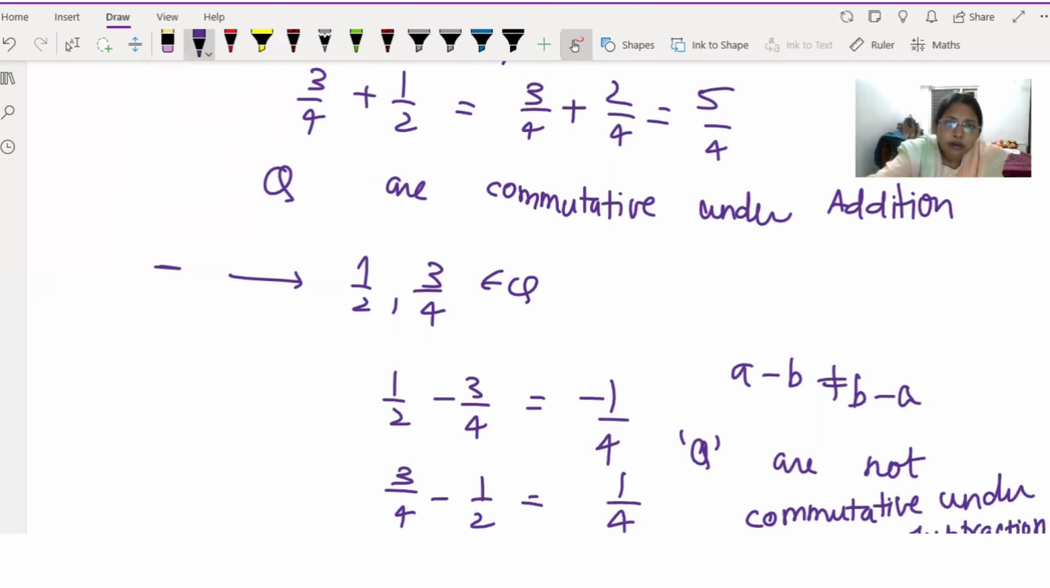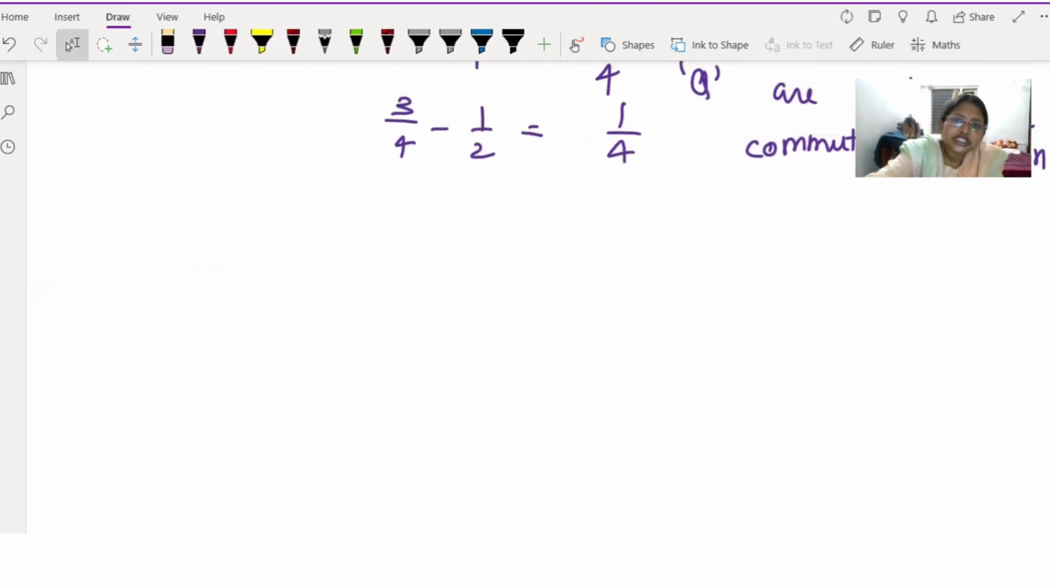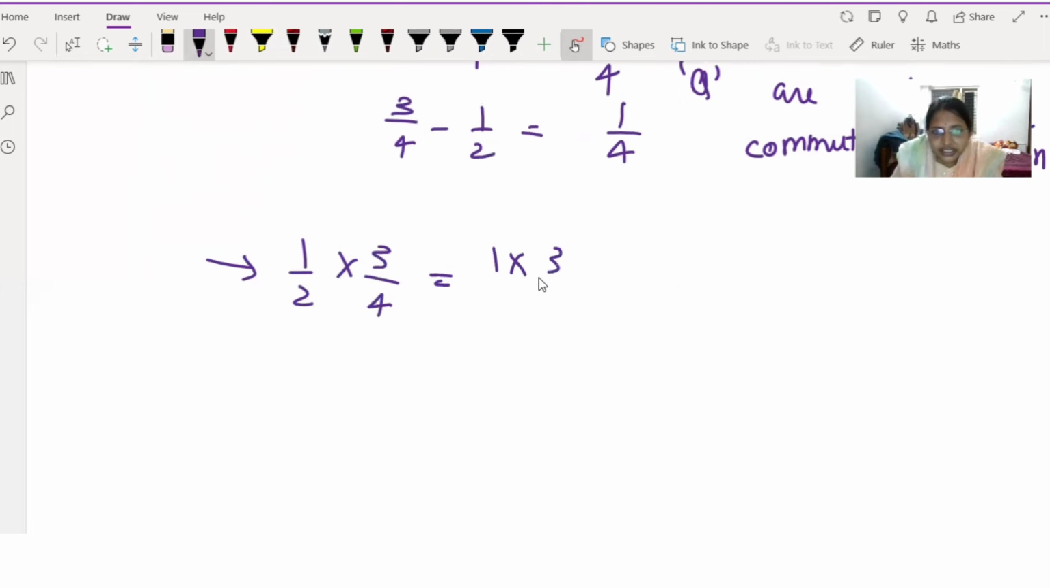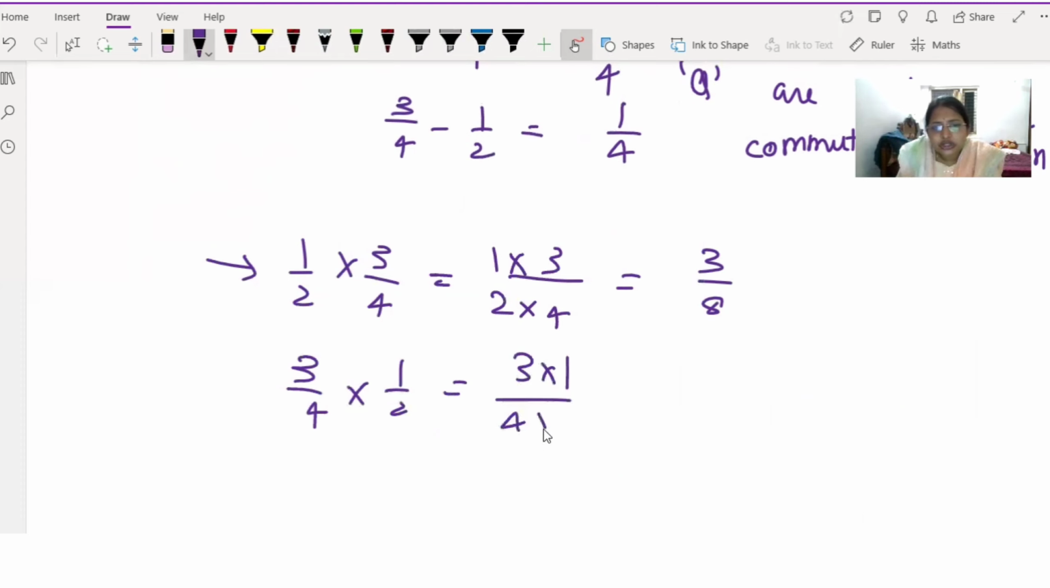Let us check the same property under multiplication. I multiplied 1 by 2 by 3 by 4. Product of numerators by product of denominators gives 3 by 8. Let us check the reverse: 3 by 4 times 1 by 2, that is 3 times 1 by 4 times 2, 3 by 8. We got the same answer. So rational numbers are commutative under multiplication.